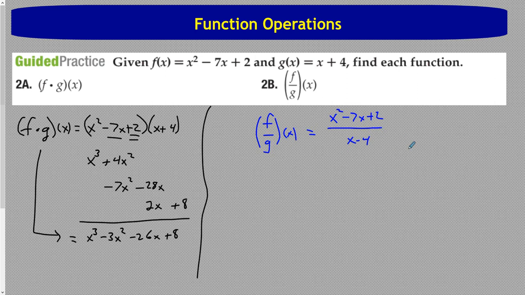So this is going to be our simplified answer, but we have to say that x cannot be what? Think about what would make this 0. X can't be 4. Right? Otherwise we're dividing by 0, and that's a no-go. So f divided by g of x is x squared minus 7x plus 2 over x minus 4 when x is not 4. Okay, again, you can pause and look at that. I'm going to keep moving.